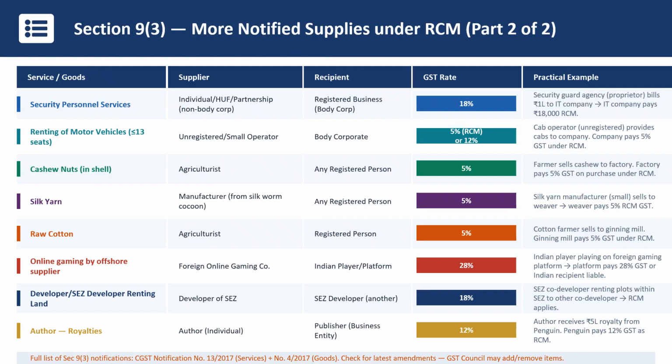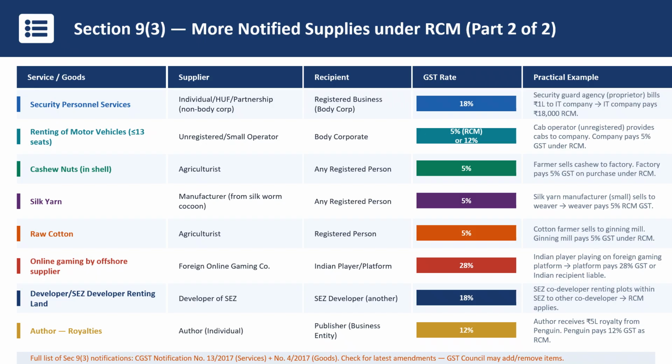And the other list is security personnel services. If the services are provided by a non-corporate body, such as an individual, firm or partnership, they are covered. If security services are provided by a body corporate, that would be chargeable under the forward charge mechanism, not under the reverse charge mechanism. But if the security services are provided by an individual, HUF or partnership firm, that is covered under the RCM, so the business body or registered person has to pay under the RCM.